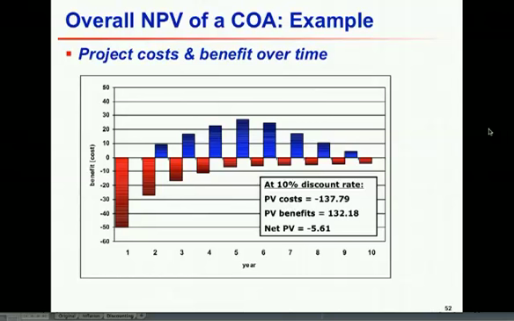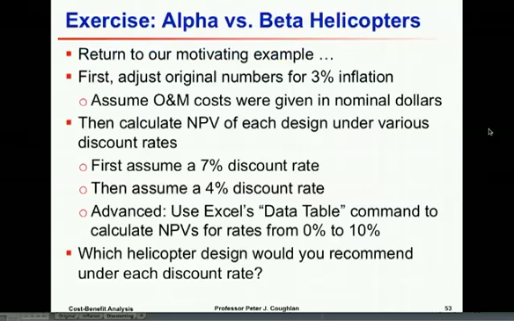And by the way, in a second I'll give you the example on alpha and beta helicopters, which is actually right here. So let's return to our motivating example of the alpha versus beta helicopters. What I suggest you do is first adjust the original numbers for 3% inflation, and assume that the operating and maintenance costs were given in nominal dollars, as we initially said real dollars, but now we change it to nominal dollars. Then calculate the net present value of each design under the various discount rates.